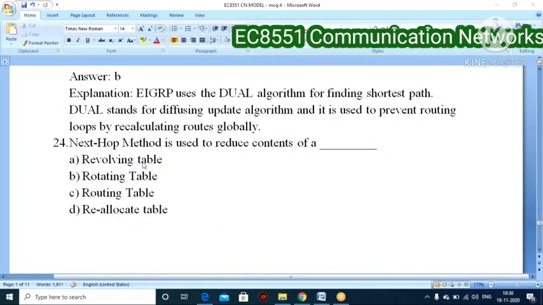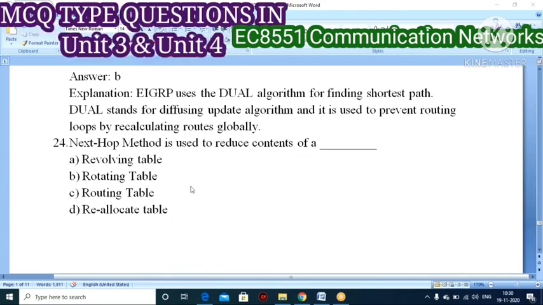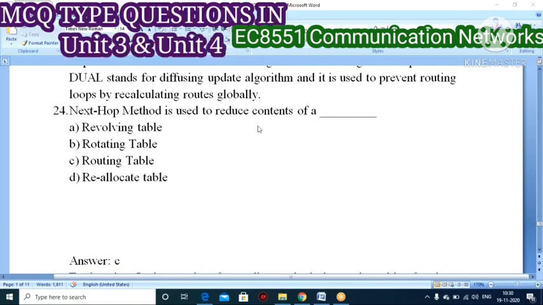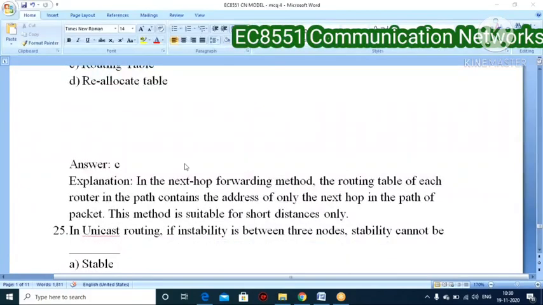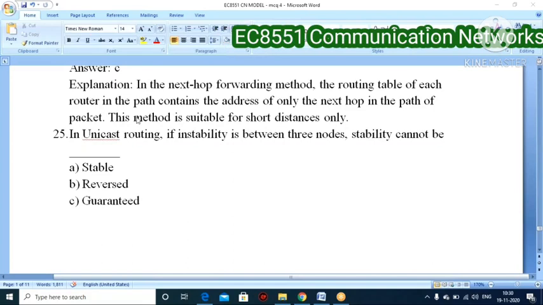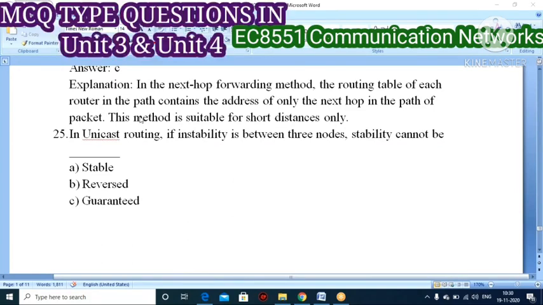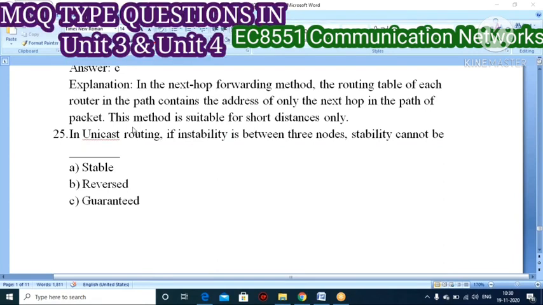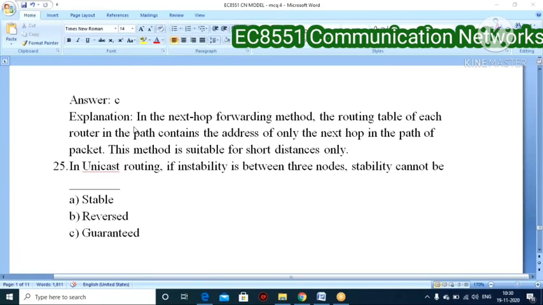Next, the next hop method is used to reduce the content of a dash. Revolving table, rotating table, routing table, or reallocate table. The next hop method is used to reduce the content of the routing table. Option C. Because in the next hop forwarding method, the routing table of each router in the path contains the address of only the next hop in the path of the packet. This method is suitable for choosing the shortest distance. The routing table is the correct one.